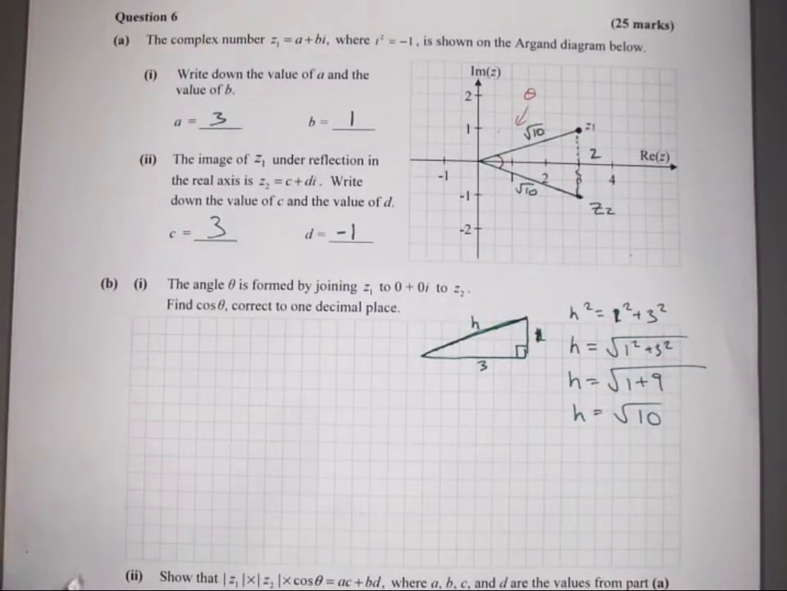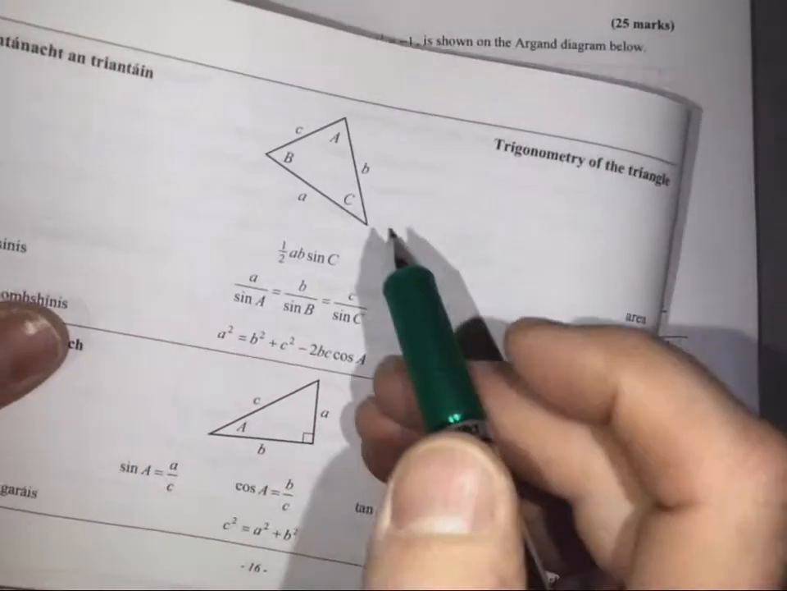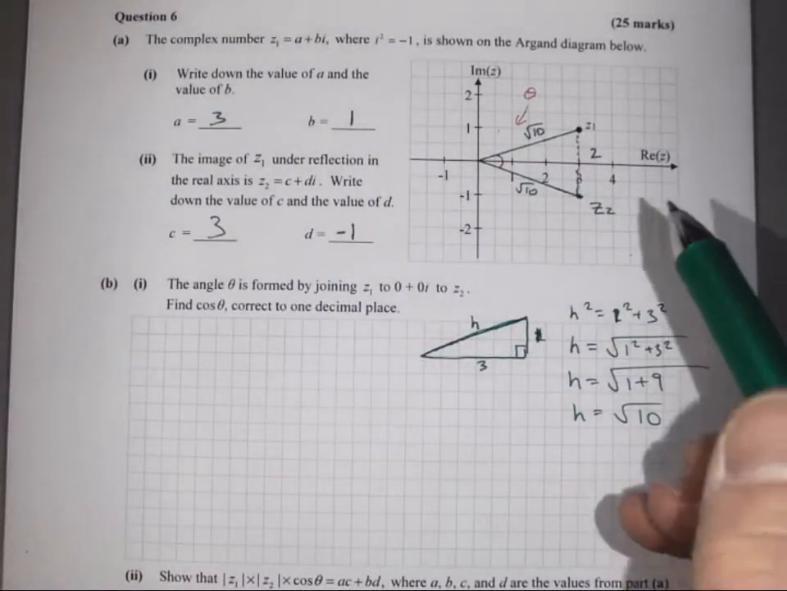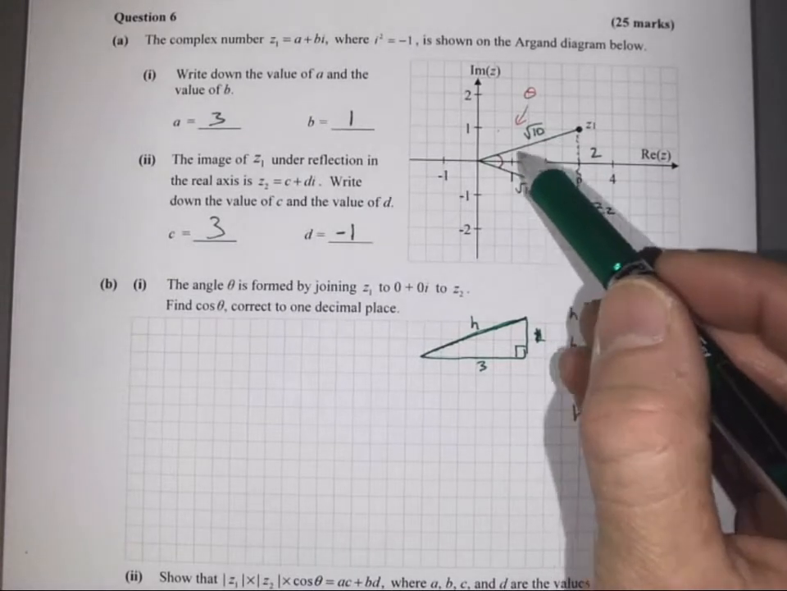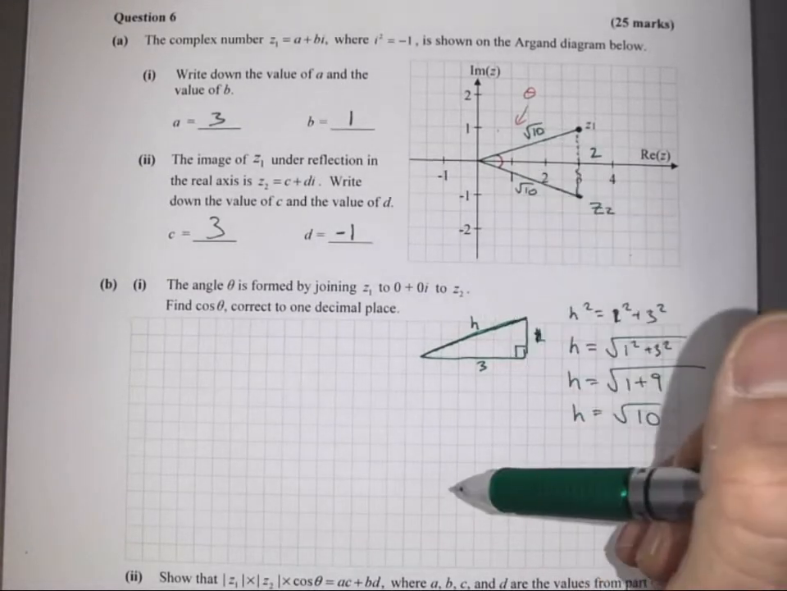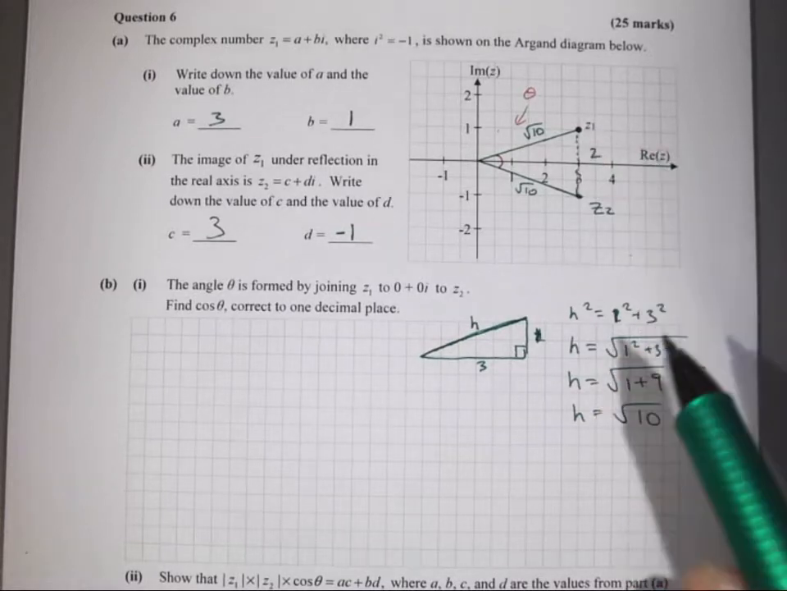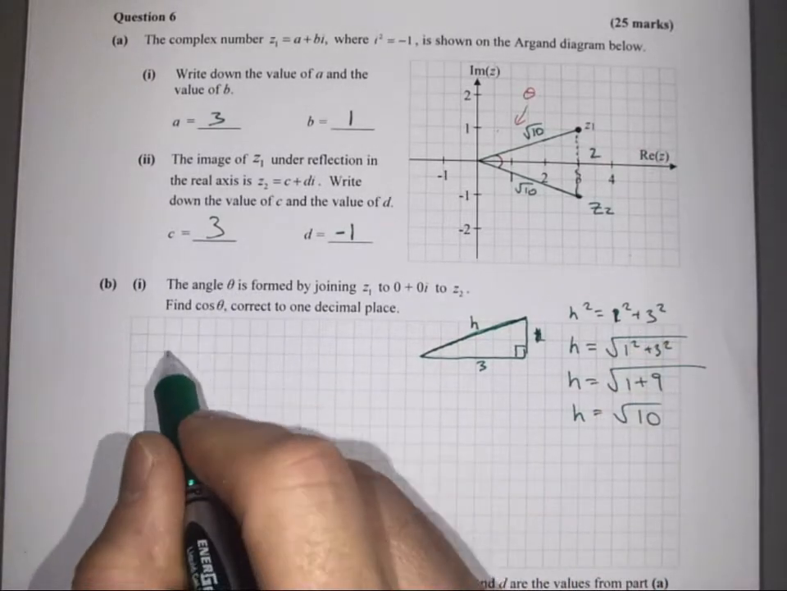So now we know the other sides of our triangle. We don't know this angle, but we know the other 3 sides, and that's a recipe for using the cosine rule. So I could do a mini sketch here.